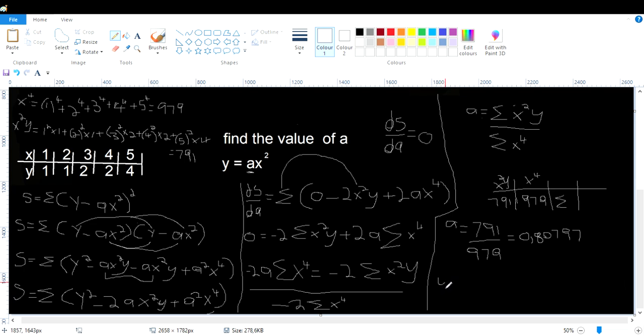Therefore, here is the final answer. This is 0.807x squared. So this one is the final answer. I hope I didn't make any mistake.